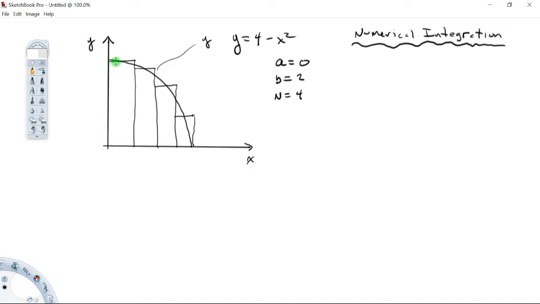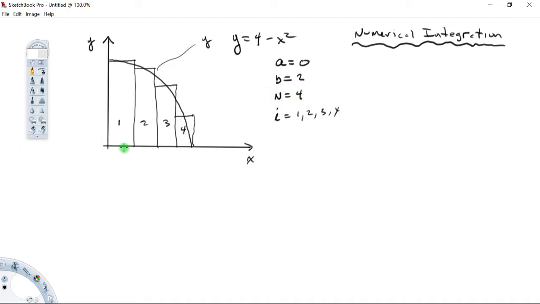Now, I'm going to give these rectangles names. I'm going to call this one the first one, second one, third one, and fourth one. So I have now introduced really a new variable into this problem. This is what's called a dummy variable or an index variable, and I'm going to assign the letter i to that variable. So in this example, i can be a 1, 2, 3, or a 4. In general, i will run from 1 to n, whatever you choose n to be.